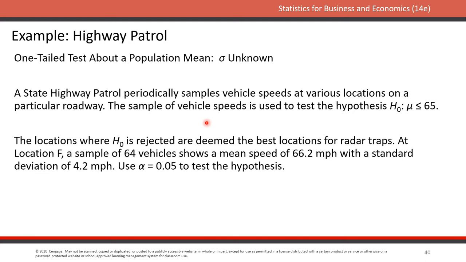All right, so coming back, we've got a sample, we've got a mean speed, we've got a standard deviation. Now this is important. The standard deviation is coming from the sample. The sample shows a mean, so that's a sample mean, and a standard deviation. This is how I know I'm in a sigma unknown case. I'm going to use alpha equals 0.05, and they're looking to see if vehicle speeds are less than 65 or bigger than 65 on average.